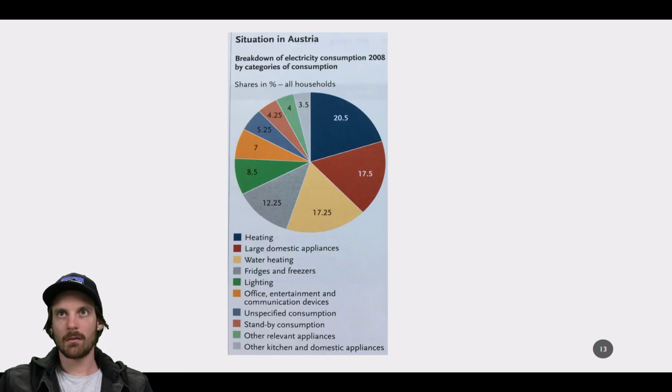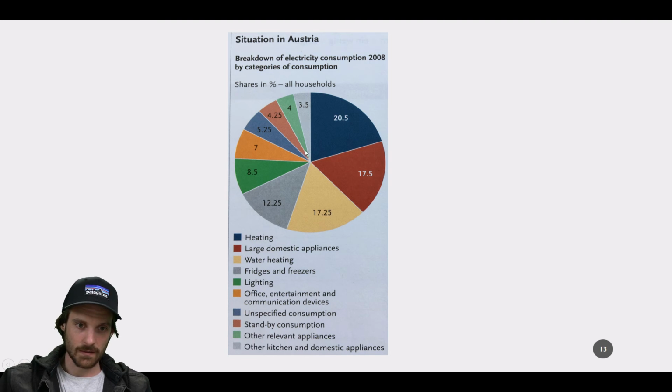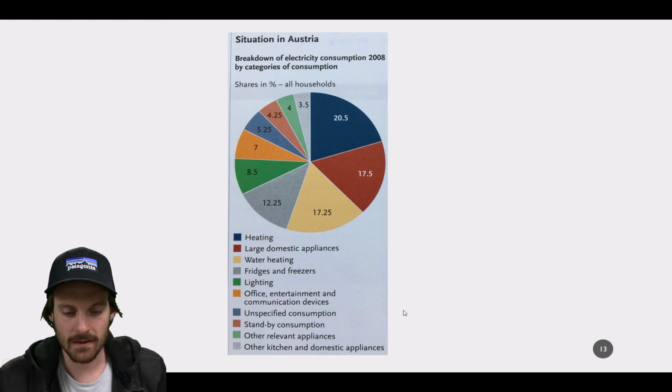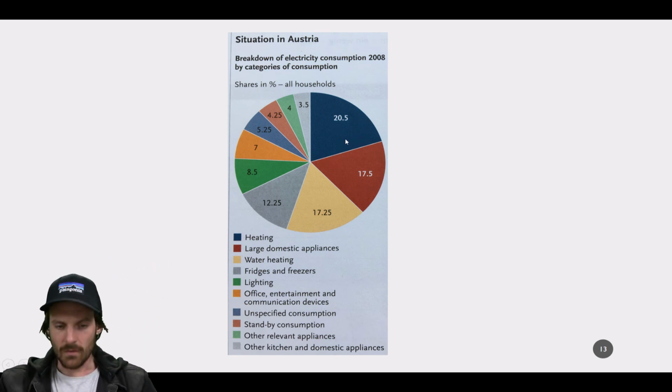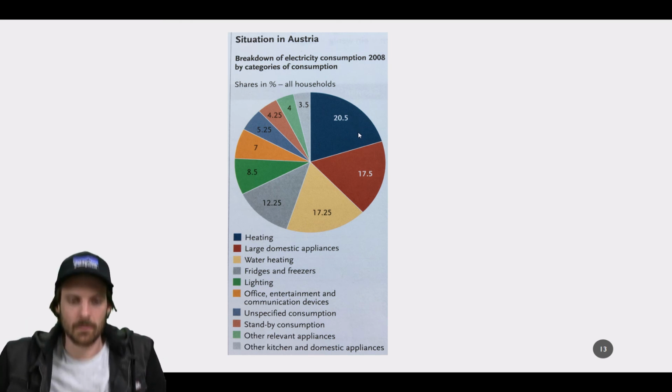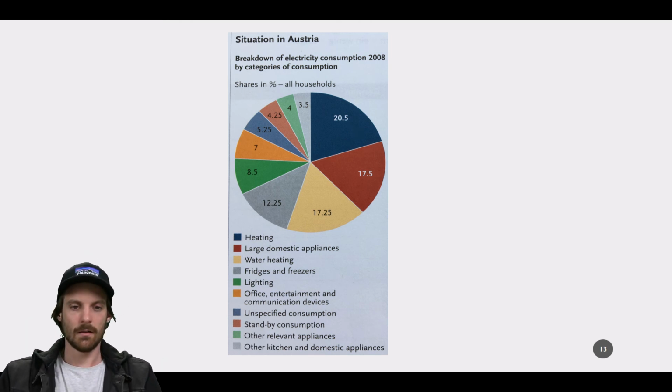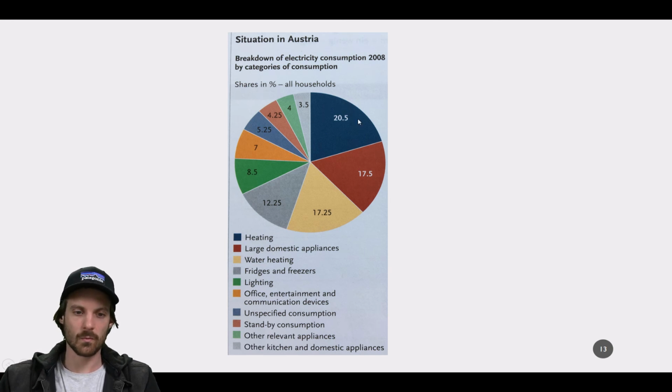So maybe it's basically personal preference. You can start with the smallest or the tiniest slice here, 3.5%, which is other kitchen and domestic appliances. Or you could start with the biggest one. Of course, starting with the biggest one is, I think, a bigger temptation than starting with the smaller or tiny ones. So therefore, start off with the bigger ones.